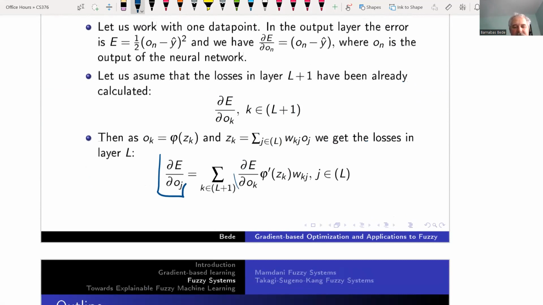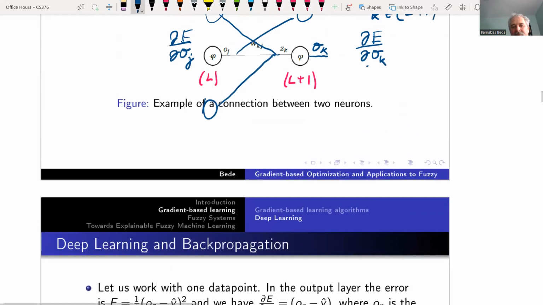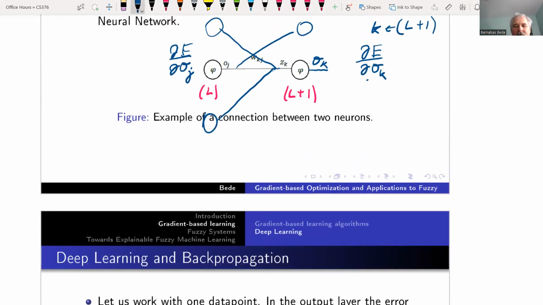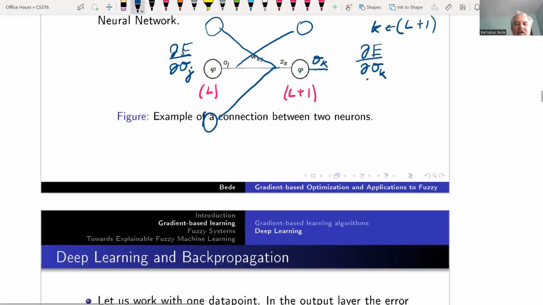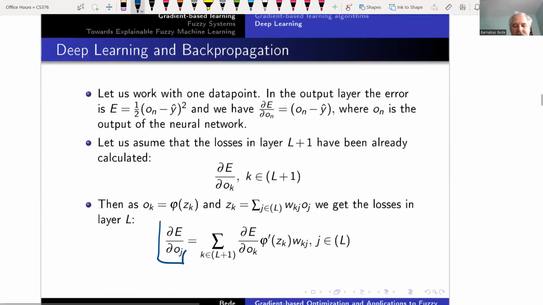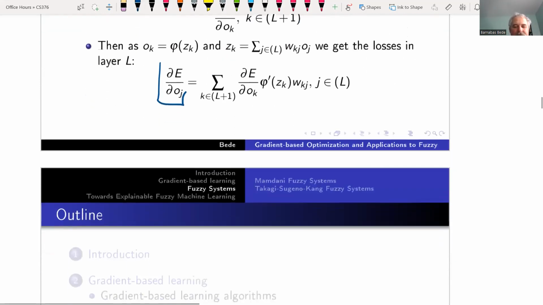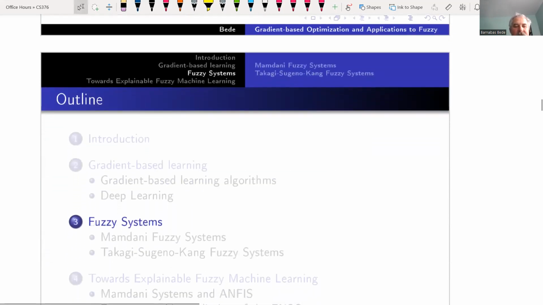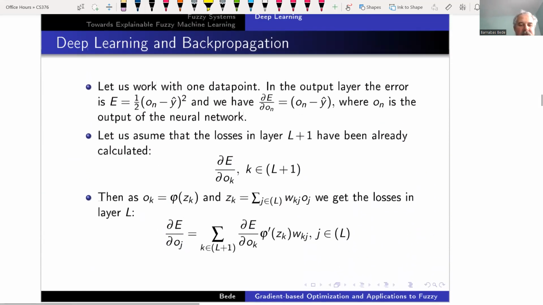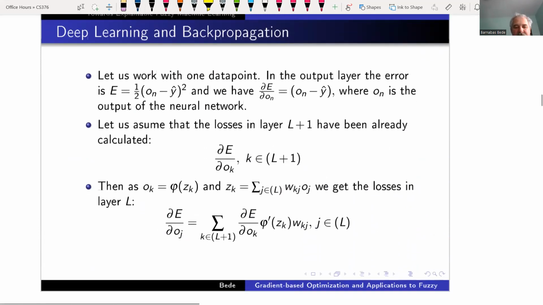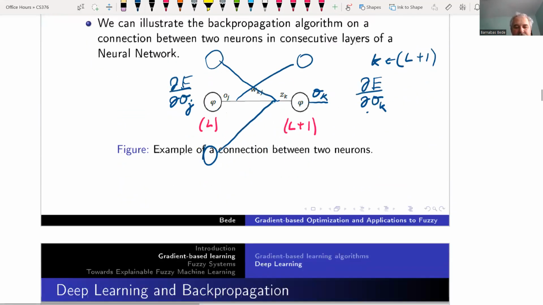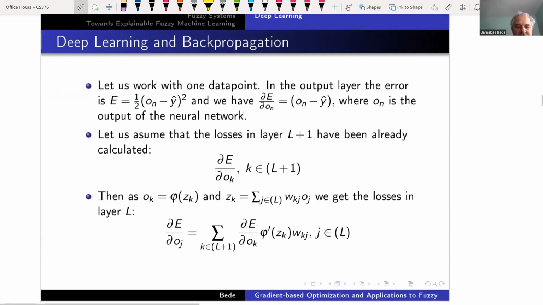So that dependence of error on Ok is already known. We assume that we are going backwards. Then I have the derivative of how Ok depends on zk, which is phi of zk, so it's going to be the derivative of that dependence. And the derivative of the dependence on wkj is just going to be the constant wkj. So this is basically how deep learning is actually gradient descent learning. And how do you update the gradients here?